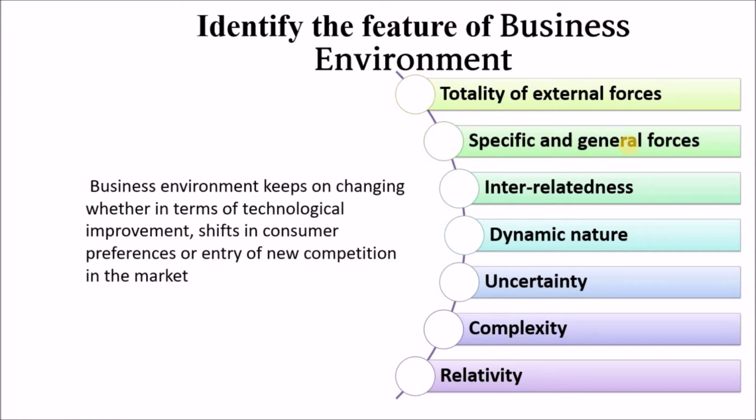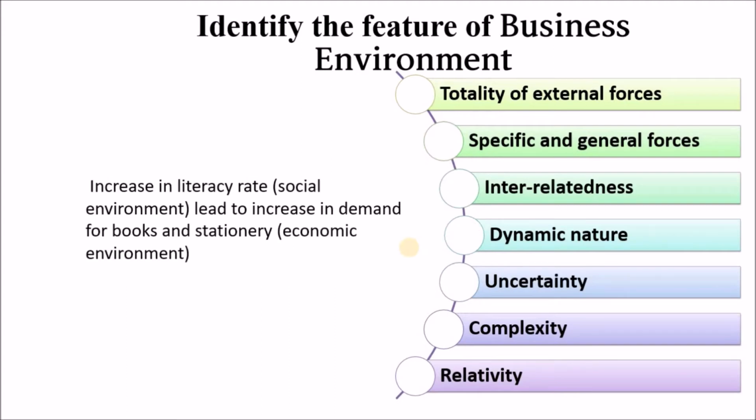Next is business environment keeps on changing, whether in terms of technological improvement, shift in consumer preferences, entry of new competition in the market. So business environment keep on changing. So the feature applicable here is dynamic nature. Next is increase in literacy rate, that is social environment, lead to increase in demand for books and stationery, that is economic environment. So change in one environment is leading to change in another environment.